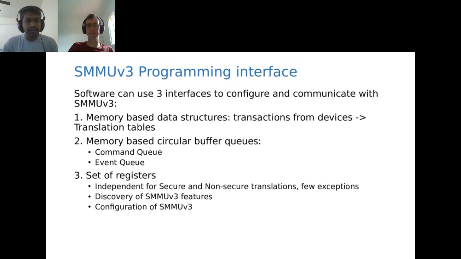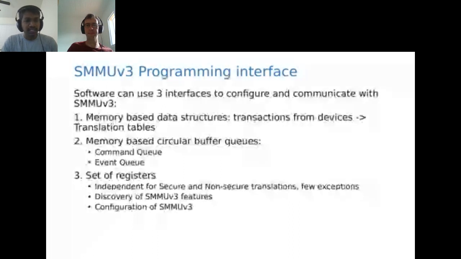The second interface being the circular buffer queues, which help us with commands. The commands are necessary because, through the commands, the driver requests the SMMU IP to perform things like validation or TLB invalidation or broadcast or synchronization.